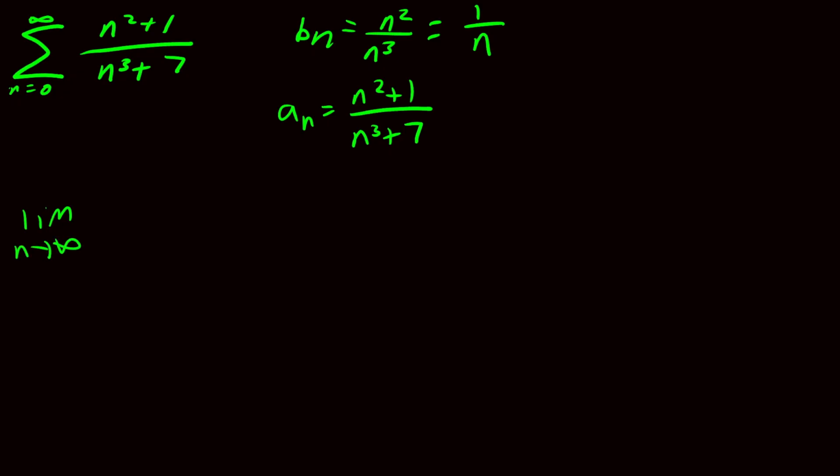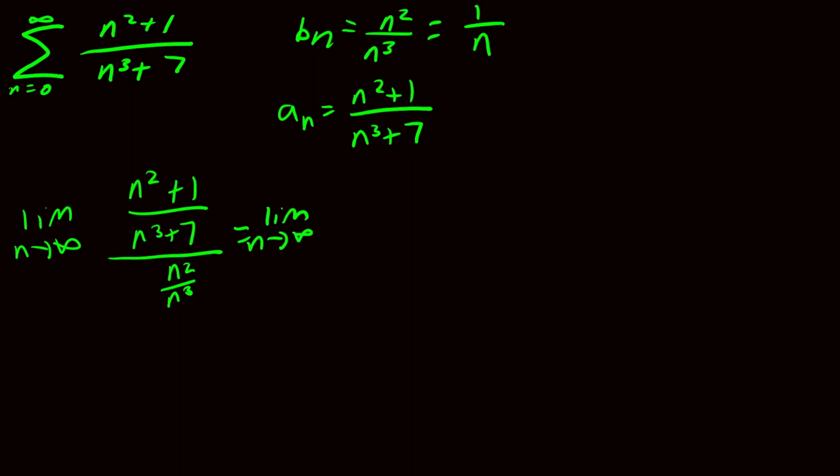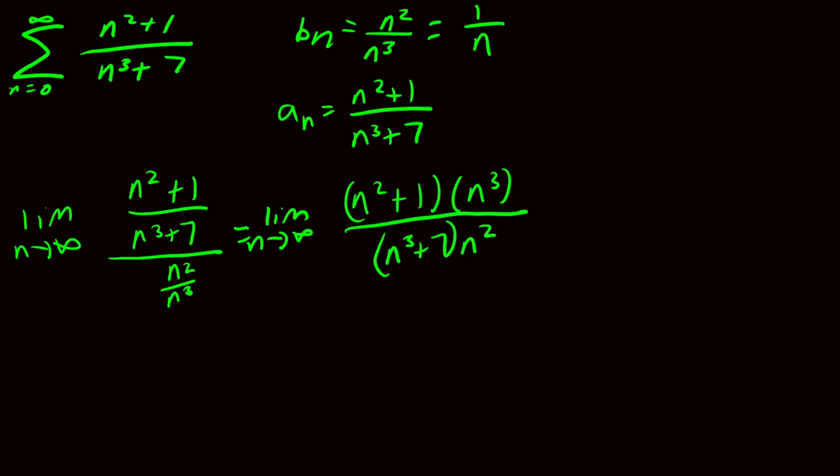So now let's take the limit as n goes to infinity of an, so n squared plus 1 over n cubed plus 7, over n squared over n cubed, equals the limit as n goes to infinity of n squared plus 1 times n cubed over n cubed plus 7 times n squared. So now this cancels with the numerator, so this becomes just n in the numerator. And we get this. Now we could use L'Hopital. We can keep just using L'Hopital over and over again.